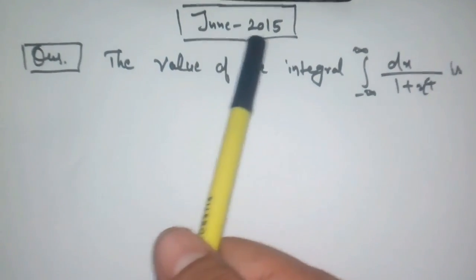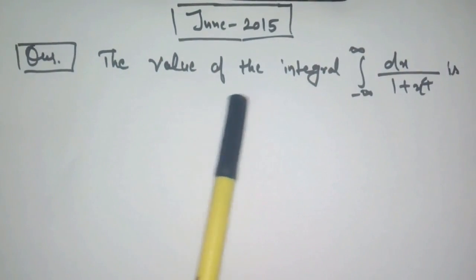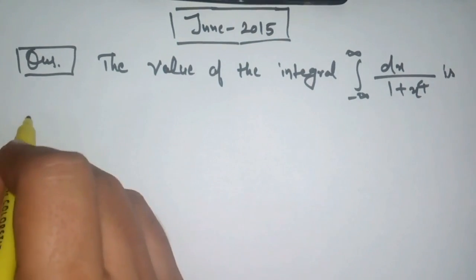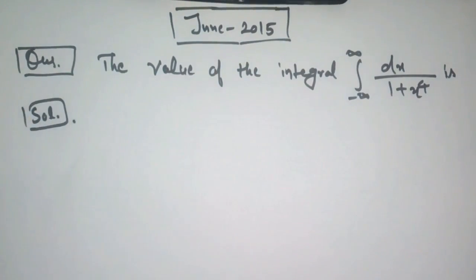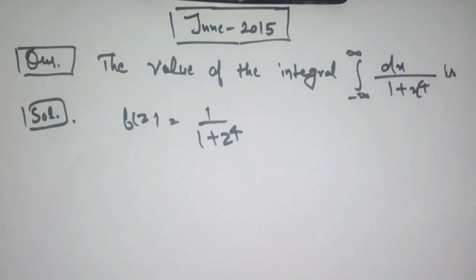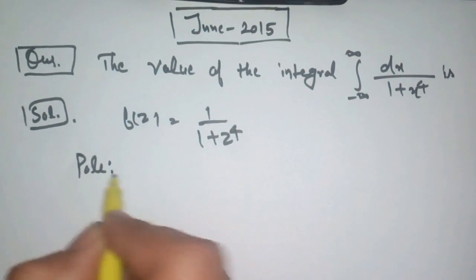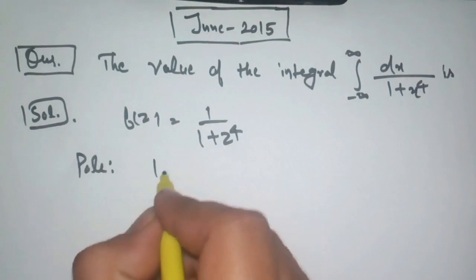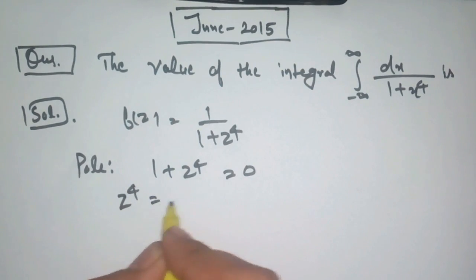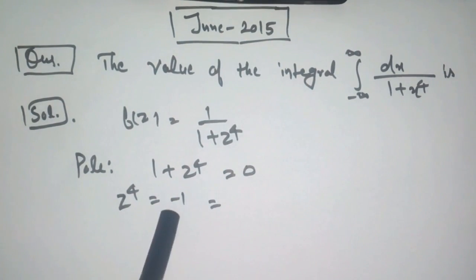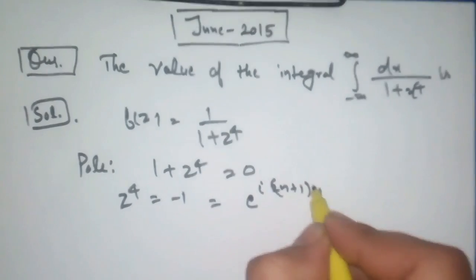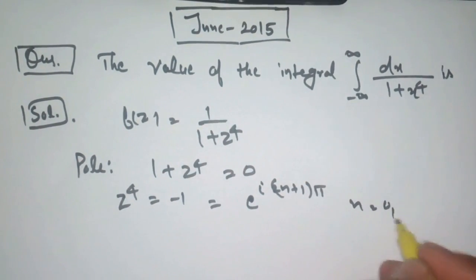Now the next question is from June 2015. The question is: the value of the integral dx upon 1 plus x to the power 4 is. Now let's see how to solve this question. Here the function is 1 upon 1 plus z to the power 4. So first find the poles, which can be found by putting 1 plus z to the power 4 equal to 0, which is z to the power 4 equal to minus 1, and this can be written as exponential iota (2n plus 1) pi, where n is equal to 0, 1, 2, and so on.